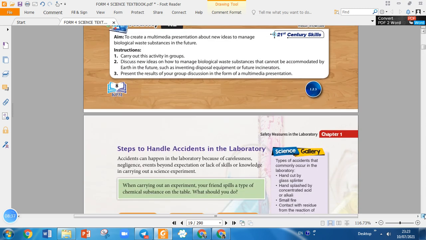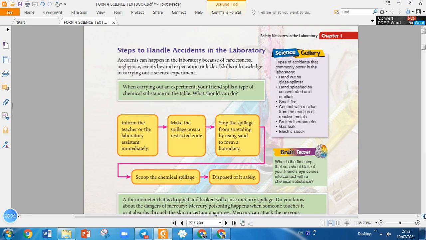We continue here with steps to handle accidents in the laboratory. We cannot avoid accidents happening in the lab. Accidents can happen in the laboratory because of carelessness, negligence, events beyond expectation, or lack of skills or knowledge in carrying out a science experiment.